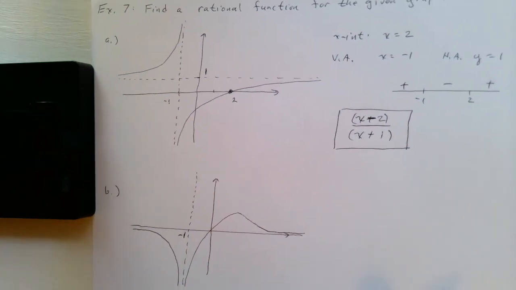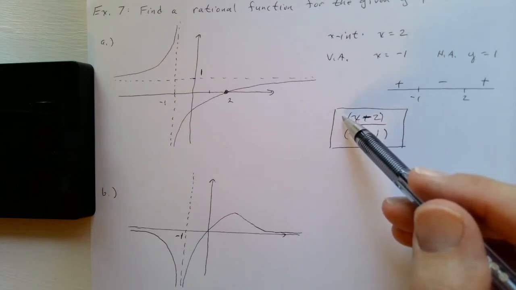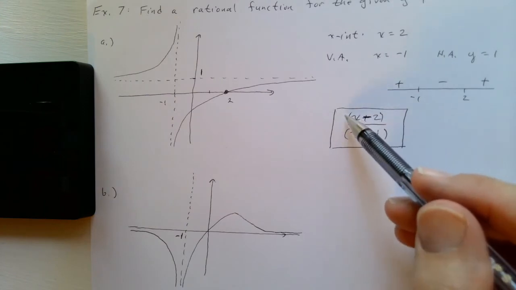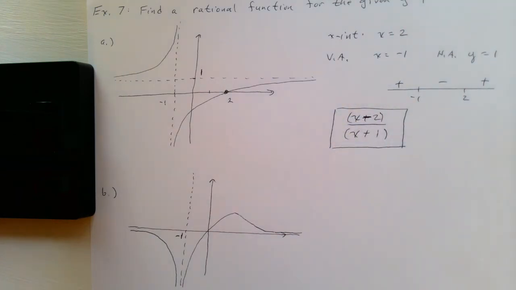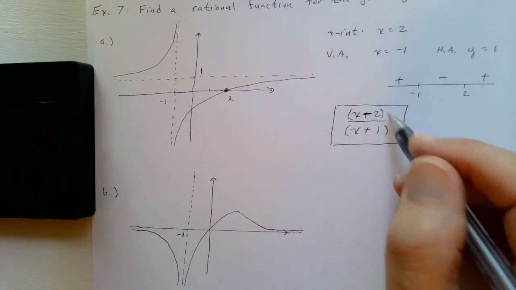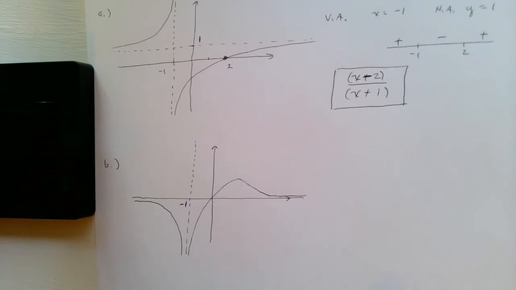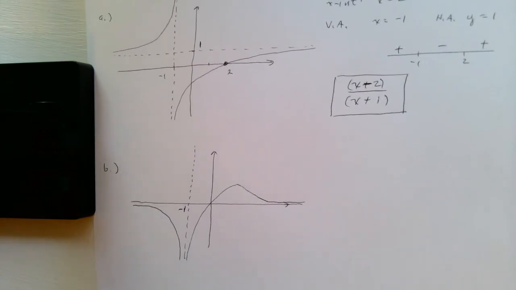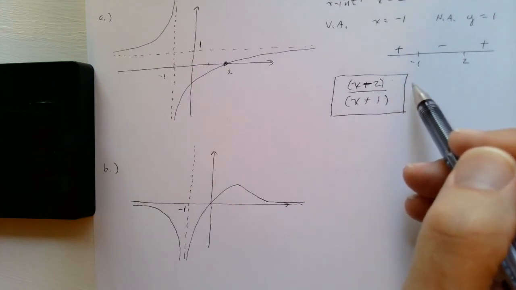Are there other answers? Yes, there are. We could multiply this by any non-zero constant as long as we do. So we could multiply by 3 and divide by 3. We could also make this x minus 2 to the third over x plus 1 to the third. But we couldn't multiply by any other factors like x plus 2 or something like that.